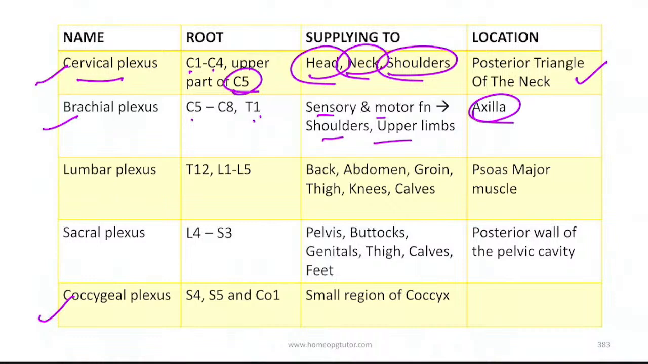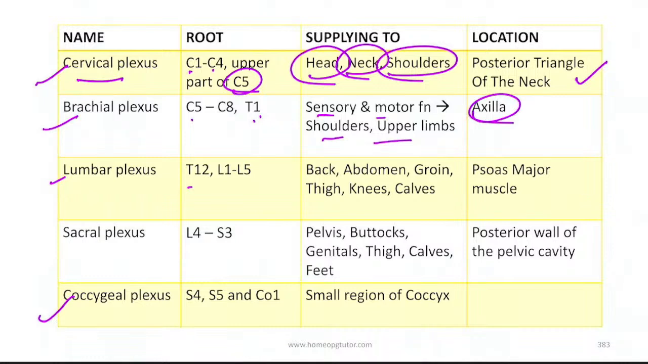It also supplies the shoulder. That you have to know. Then lumbar plexus. Lumbar plexus, we have T12 to L5. Okay, T12 to L5. There might be a slight difference from what you have studied that we will be dealing with later on. Okay, you will understand when we deal with each and every plexus in detail.